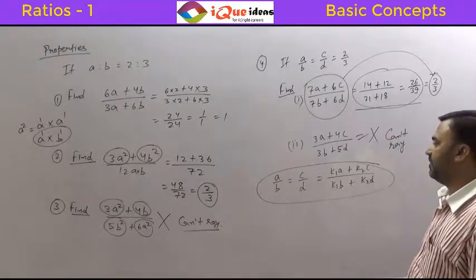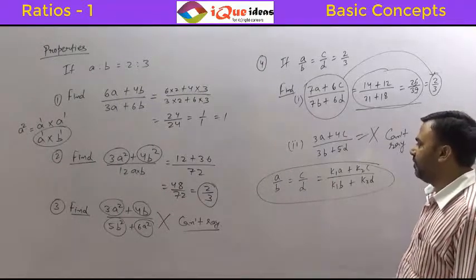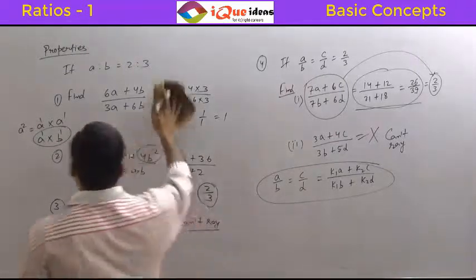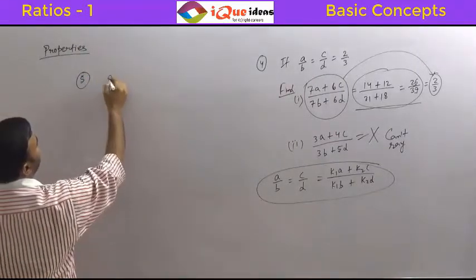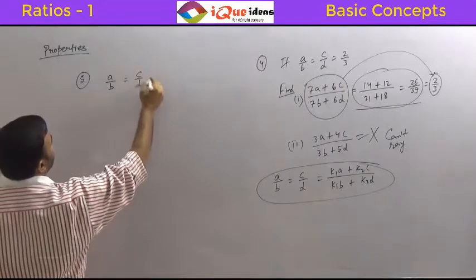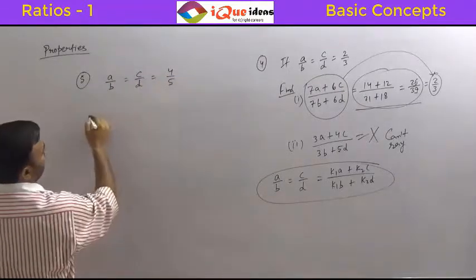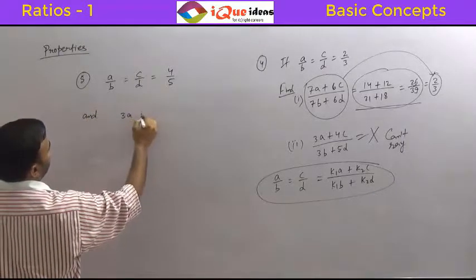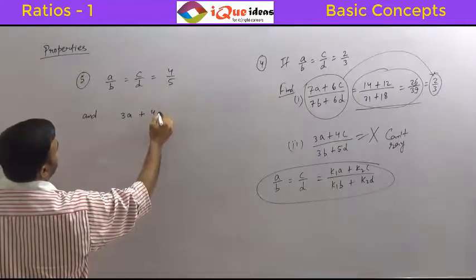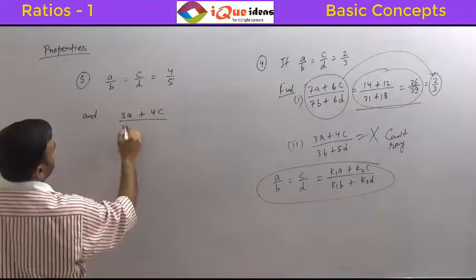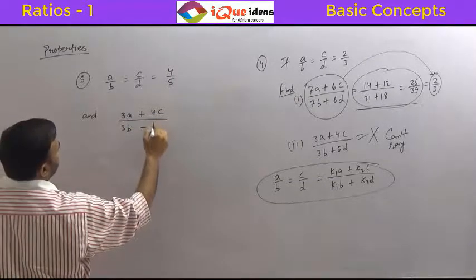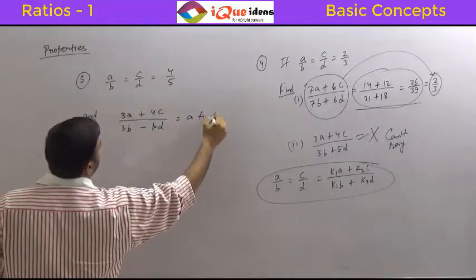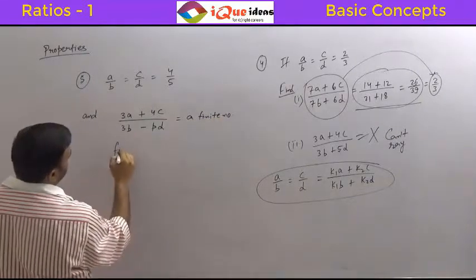Okay, this is how it is. This is one very simple example. One very beautiful question actually. I'll give you a question on this. The question can be asked like this. If a by b is equal to c by d is equal to 4 by 5 and (3a + 4c) by (3b - pd) is equal to a finite number, find p.